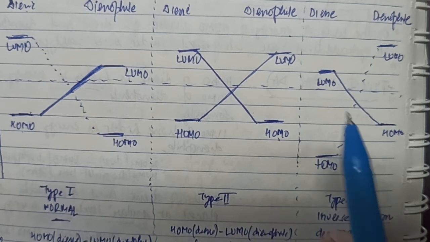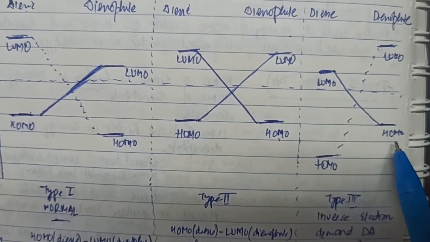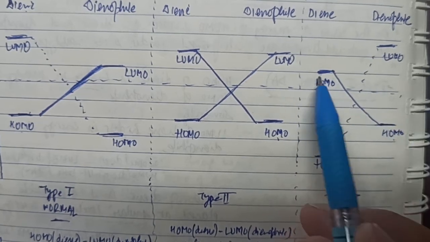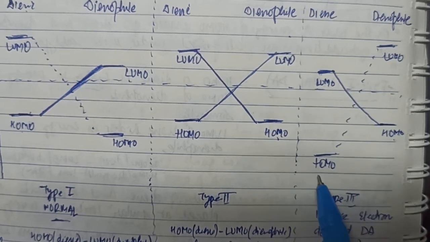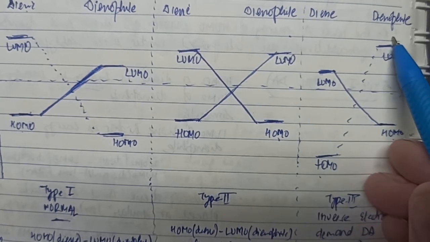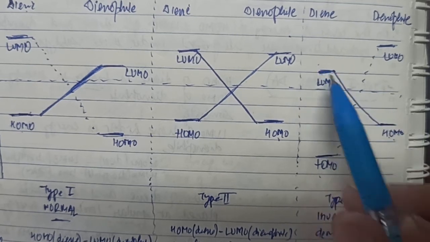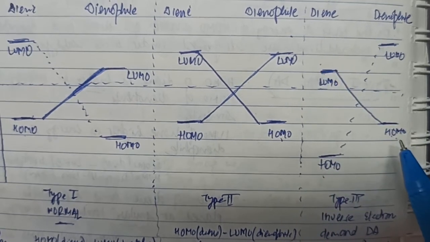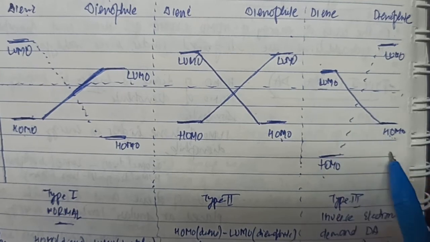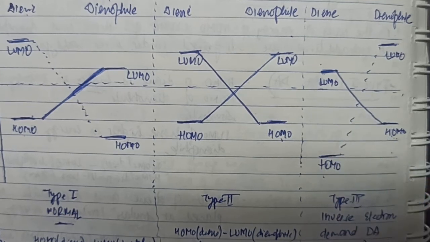And since in this particular depiction one can find that the energy gap between the HOMO of the dienophile and the LUMO of the diene is less as compared to the energy gap between the HOMO of the diene and the LUMO of the dienophile, it is the HOMO of the dienophile and the LUMO of the diene which is more contributing to the interaction, and any substitution onto these orbitals would vary the speed of the reaction.